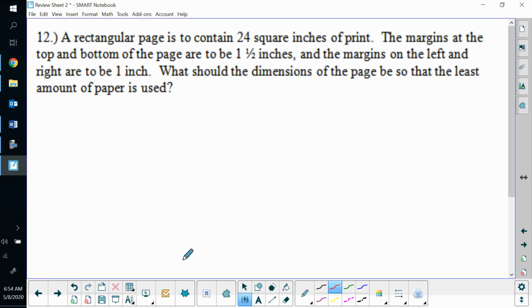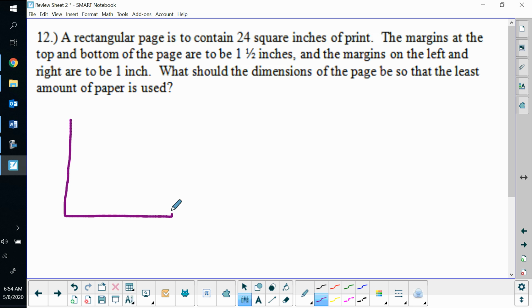All right, going on to question 12. Now you know a question is an optimization problem if it asks for the greatest or the least of something. So here we have a rectangular page. There's 24 inches of print. The margins of the top, bottom, left, and right are given there. What dimensions of the page should we have so that the least amount of paper is used?